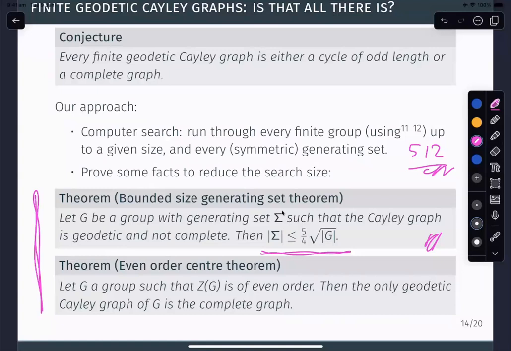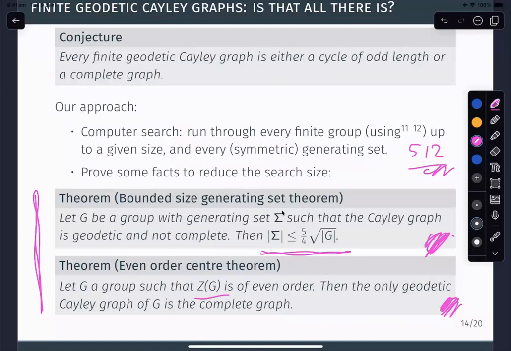The other one, which knocks out a huge number of examples, is that if you're in a geodetic Cayley graph, then the center, if it's even order, then you're going to immediately have to have every possible group element in the generating set. This is pretty elementary group theory. It's quite nice. I won't have time to go through it. And this one is just some graph theory and having a spanning tree in the graph. After you have too many generators in your generating set, you end up having to have every possible generator.